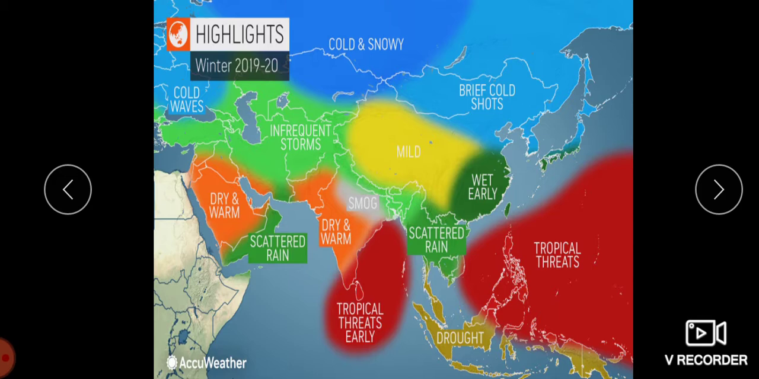We can see here, this is dry and warm. Here we get scattered rainfall. Again here it is dry and warm. Here we have tropical threats like floods and tsunamis where they occur. We are having wet areas, and tropical threats here also.